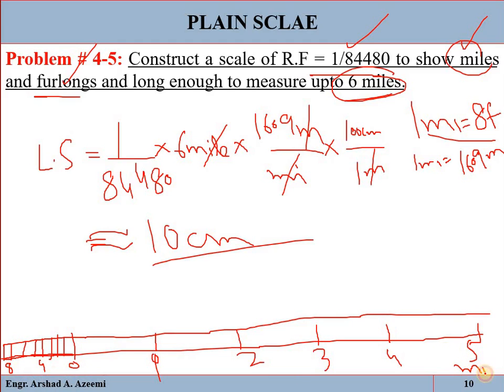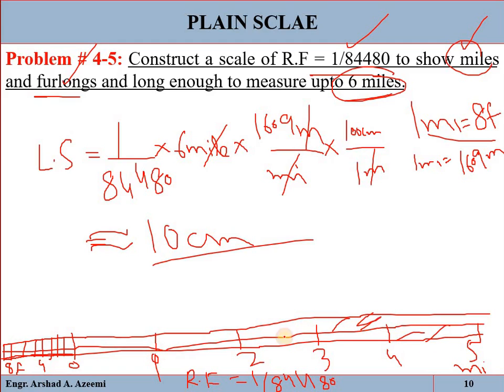So here write down the unit mile and here the unit furlong, and mention the representative fraction, which is 1/84480. Also you can draw the central horizontal line and shade the alternate portions for more and better visualization.